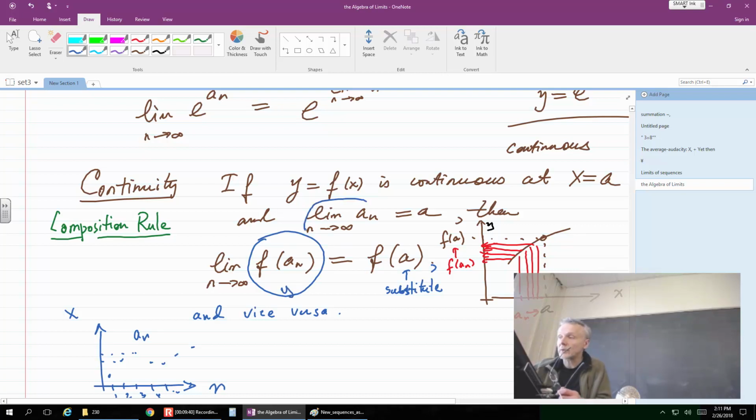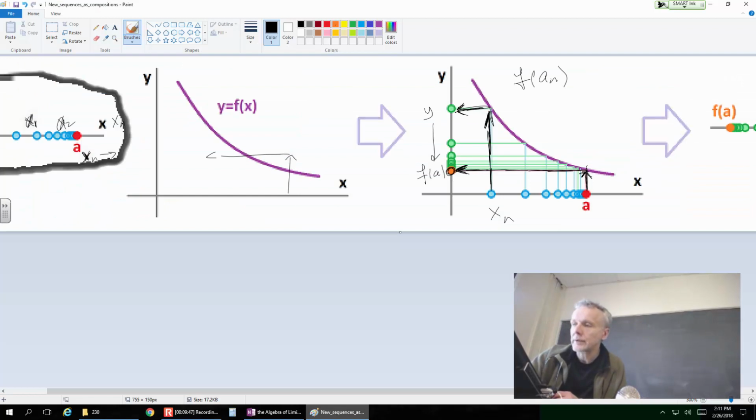Okay, so this is the sequence on the x-axis, a_n's or x_n's. I was using different notation here, so these are a's. And it turns out that the behavior, such as convergent behavior, of a sequence on the x-axis is kind of reflected or transformed into a convergent behavior of y's on the y-axis. The only question that remains is where do they go, and they go towards f of a.